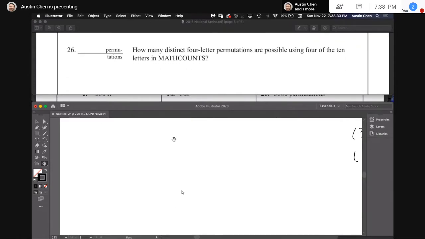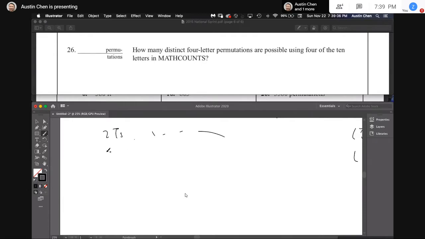How many distinct four-letter permutations are possible using 4 of the 10 letters in MATHCOUNTS? We just want to make 4-letter permutations from 4 of the 10 letters. So we should look at our letters and look for repeats. The only repeating letters that we have are T's. So we basically have 2 T's and one of everything else.